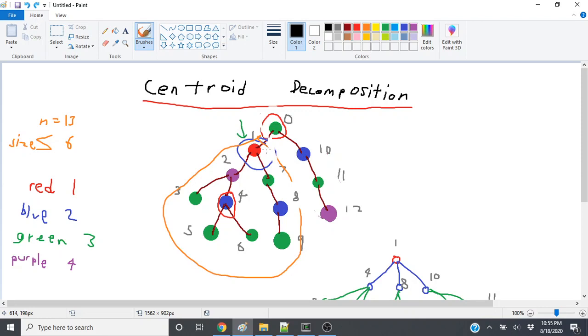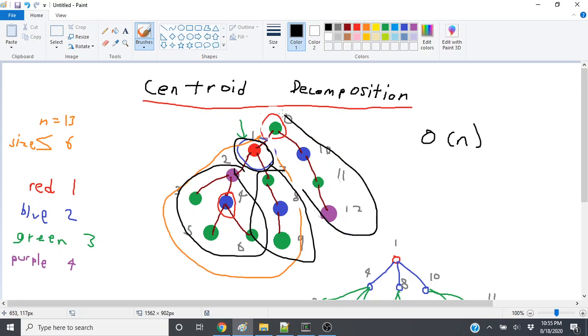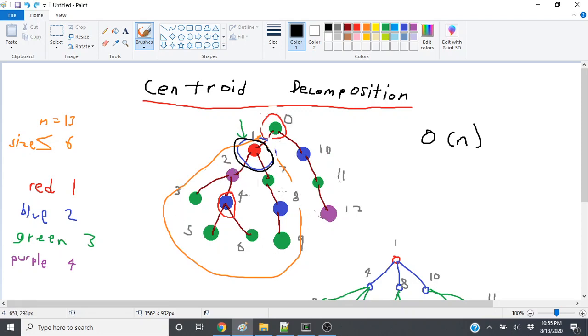So once we do find a centroid, this is O of n in the worst case, and now we have to solve for these remaining subtrees. So let's do the same thing. The implementation would kind of be like a DFS where we mark this node as visited so we never look at it again. Then we just solve as if this were the root, as if this were the root, and as if this were the root in these three subtrees. And we'll treat them independently.